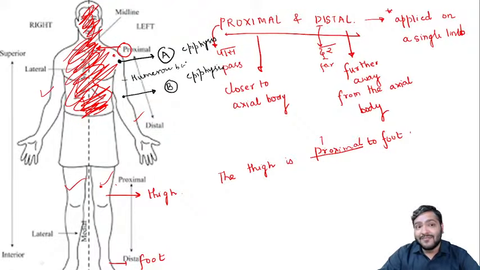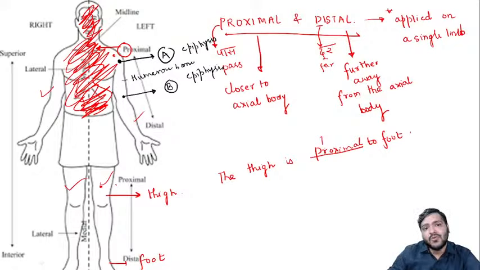Why? Because it is lying closer to the midline or closer to the axial body, compared to the B part, that is the distal epiphysis. Basically the two points are taken on the same limb or the same bone. It is applied on a single limb or a single bone.